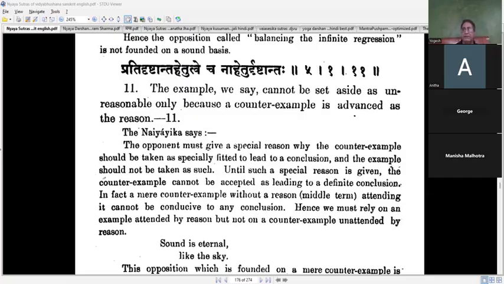So what we say is there must be a middle term, a hetu establishing the interrelationship. Like in Yatra yatra dhum tatra tatra vannihi. Wherever there is smoke, there is fire. That is the vyapti we are giving. This vyapti cannot be disproved. So there is no need of a second example.